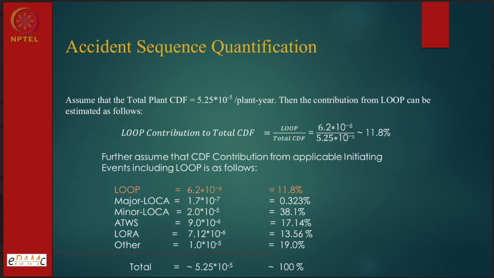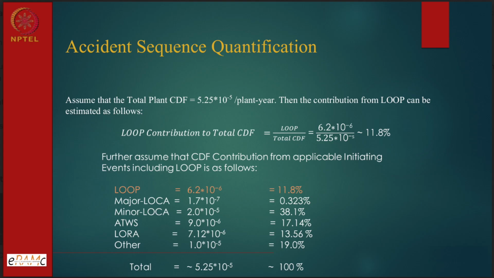These two we have. So we'll see the LOOP contribution to the total CDF, which is nothing but 6.2 × 10^-6 divided by 5.25 × 10^-5, and which comes to around 11.8%. So this is the LOOP contribution. That means this figure is very important. This exercise has to be done for all the accident sequences, or all the initiating events rather, to see how much these initiating events are contributing to the total core damage. So here the LOOP contribution is 11.8%.